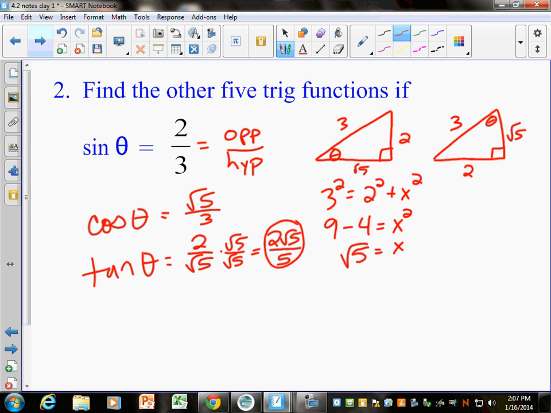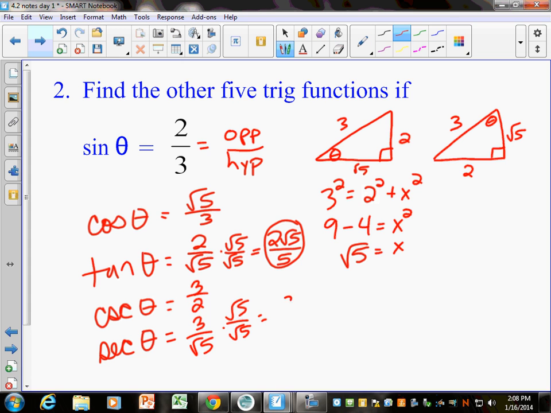So that's your tangent. And then I'm just going to flip them over. What's the reciprocal of sine again? Cosecant. And I'm going to flip it over and get 3 over 2. And the reciprocal of cosine is secant. So I'm going to get 3 over the square root of 5. And I got to rationalize that and get 3 square root of 5 over 5.